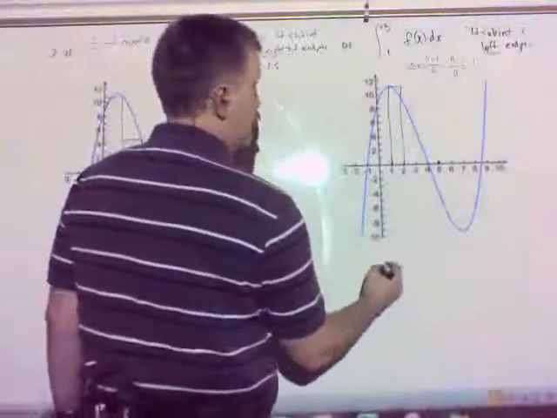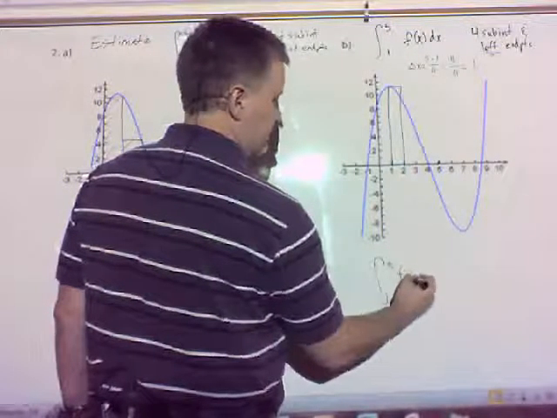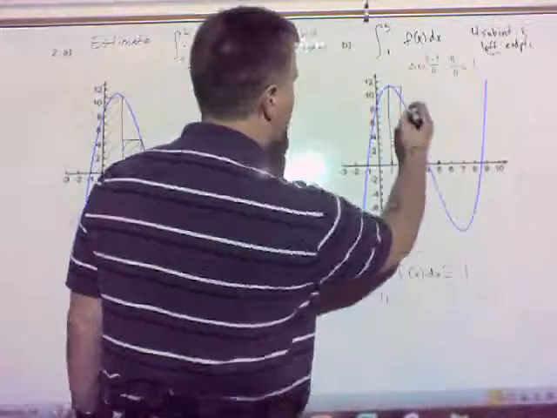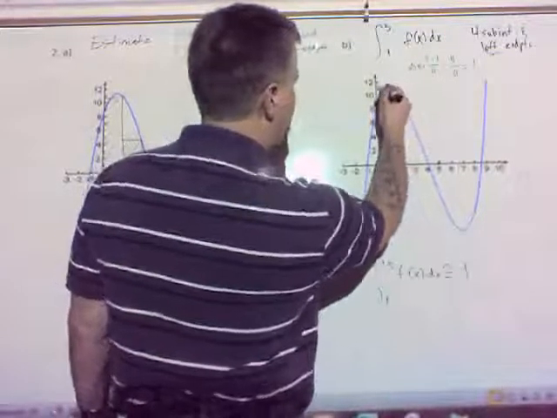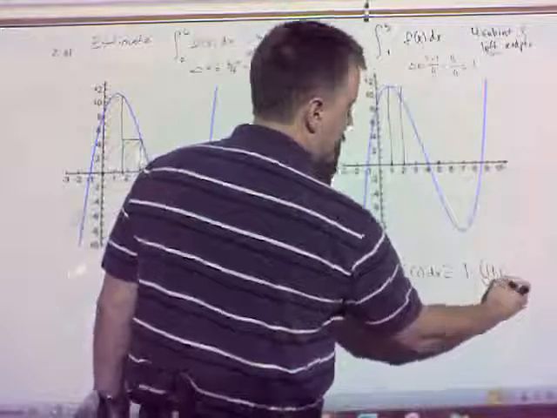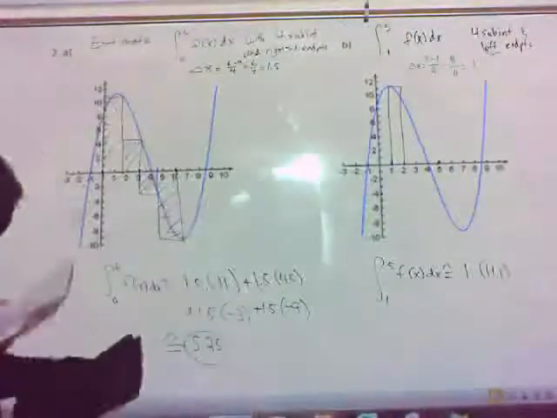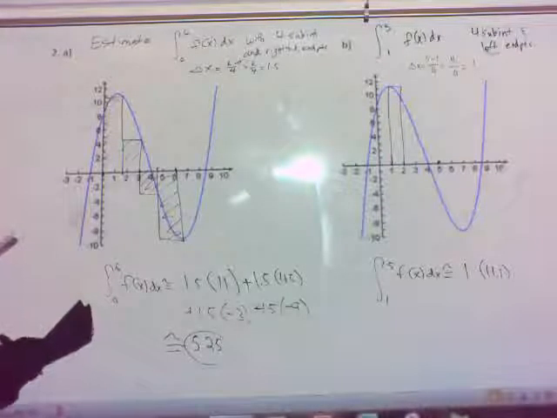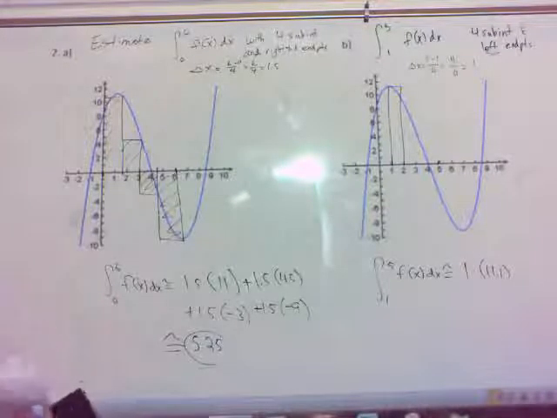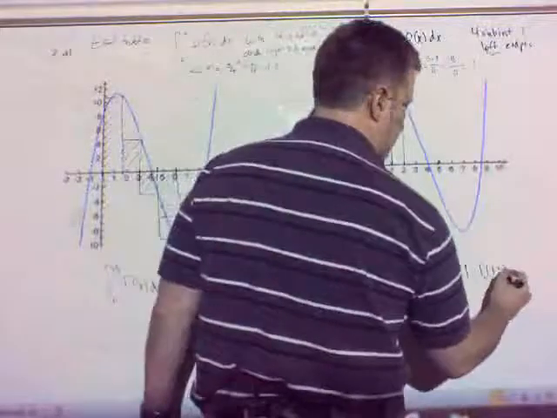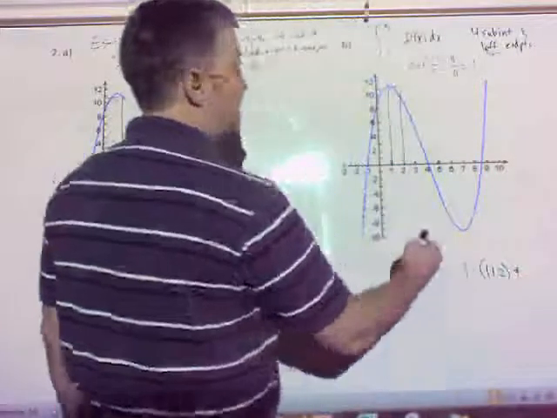So that would be the integral from 1 to 5 of f of x dx is approximately equal to, the first one's 1 by 11.2 or 11.1, whatever you want to say it is. It's a little above 11, I think. Maybe, yeah, 11.2, something like that. What about the second one?